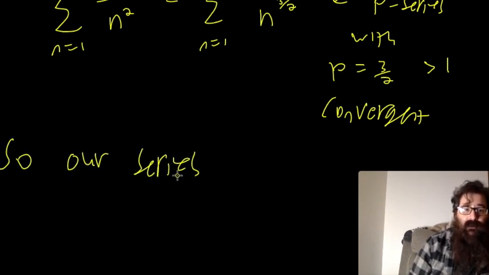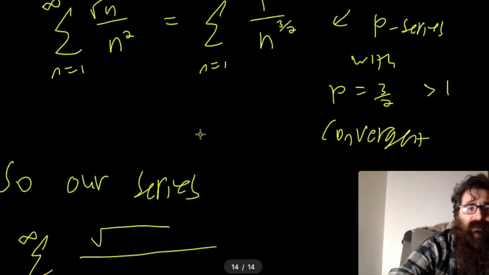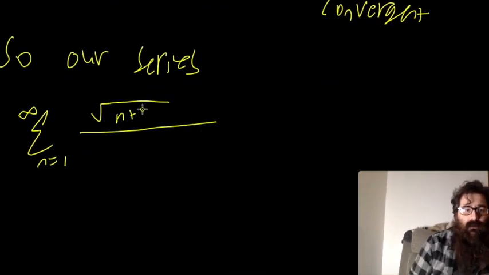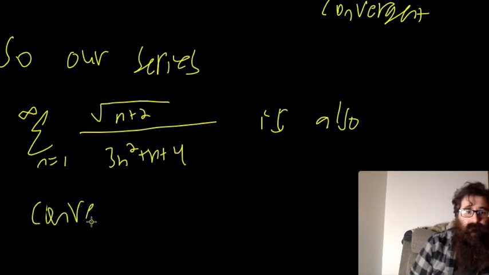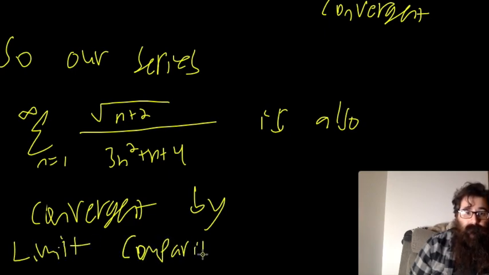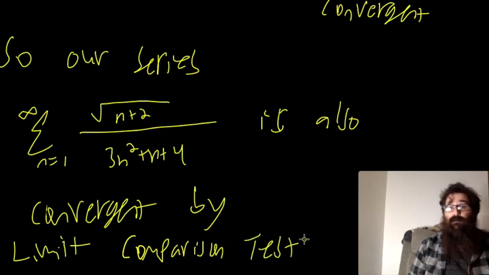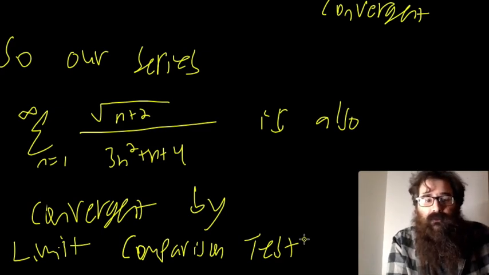our series, which was the sum from n equals 1 to infinity of, oh gosh, what was it? It was square root of n plus 2 on top, something like that. And then 3n squared plus n plus 4 on the bottom is also convergent by the limit comparison test. So both are going to behave the same way. I compared it against something that's convergent, so this is going to converge as well too.